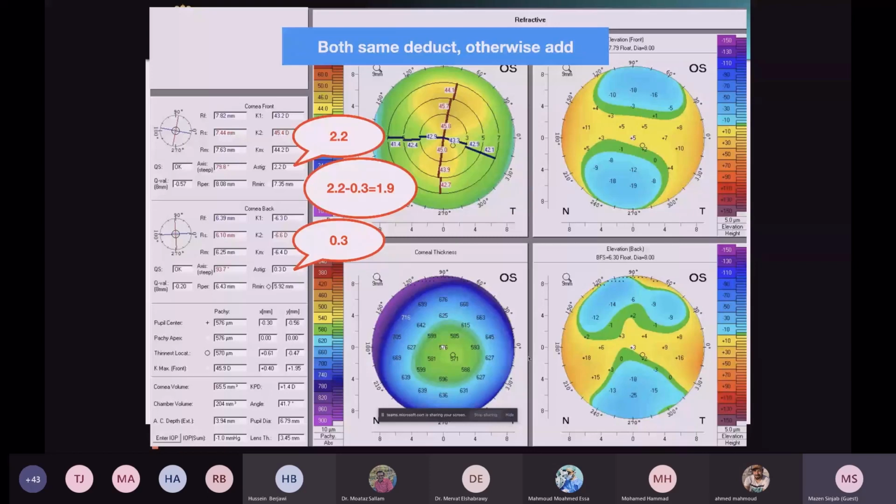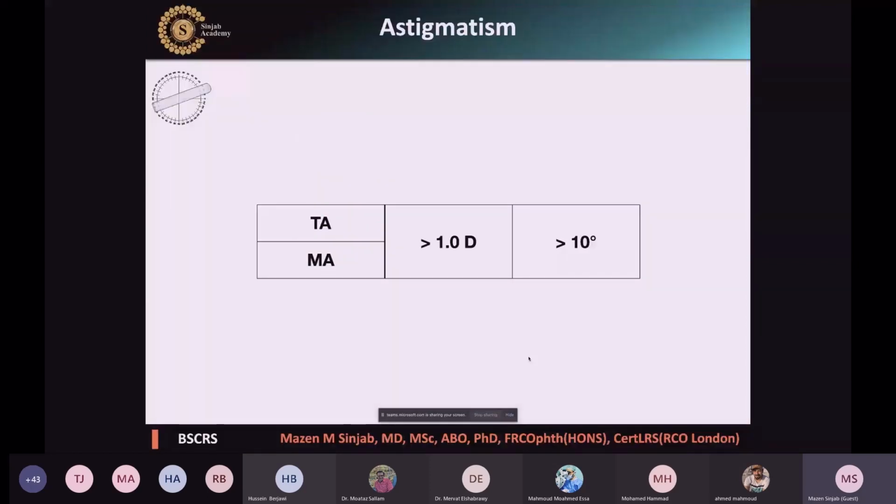Now, we compare the topographical astigmatism with the manifest astigmatism. If there is more than one diopter difference in magnitude, or more than 10 degrees difference in axis, then we should not accept the capture. We have to repeat it, and we have to look at why there is misalignment or disparity.